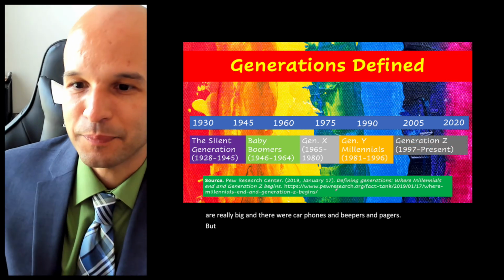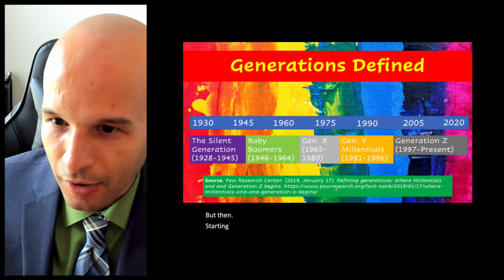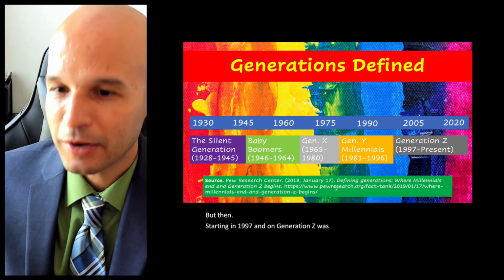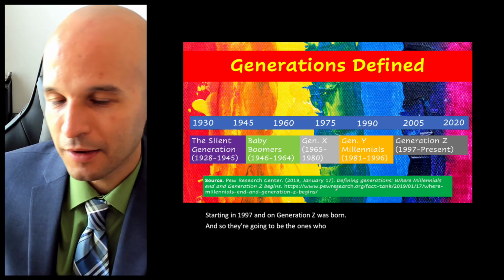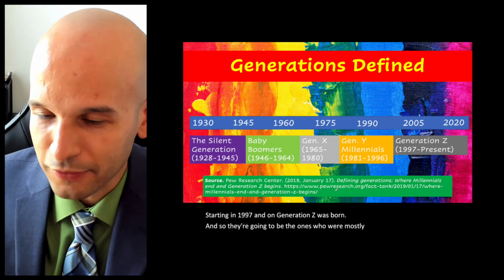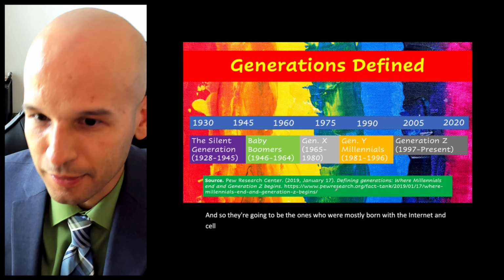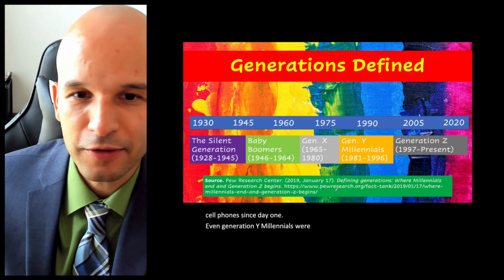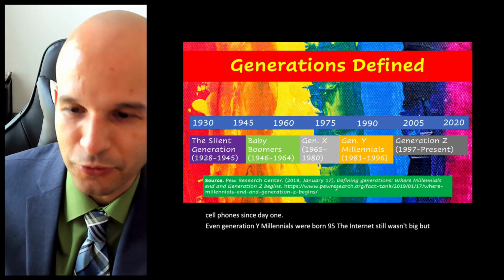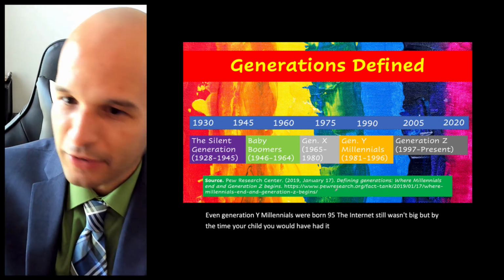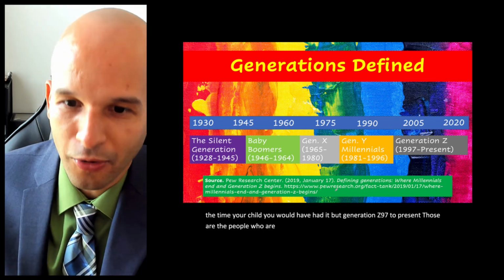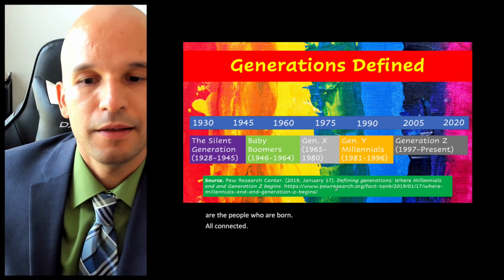But then, starting in 1997 and on, Generation Z was born. And so they're going to be the ones who were mostly born with the internet and cell phones since day one. Even Generation Y millennials, if you were born in 1995, the internet still wasn't big. But by the time you were a child, you would have had it. But Generation Z, 1997 to present, those are the people who are born all connected.